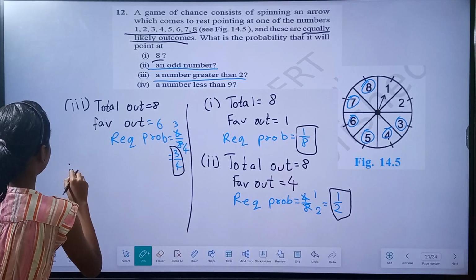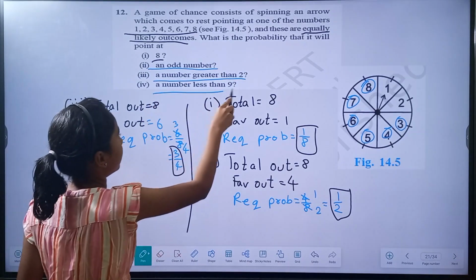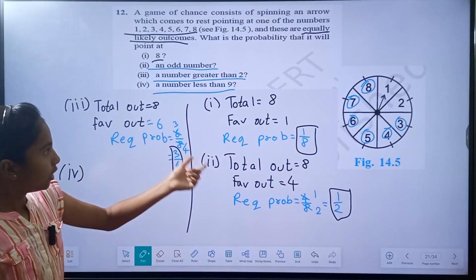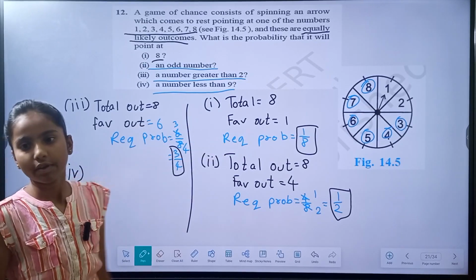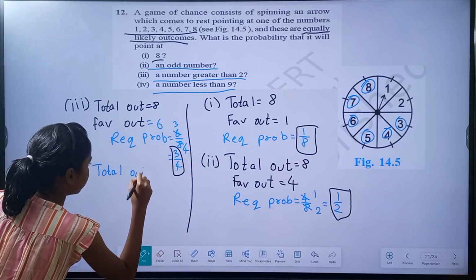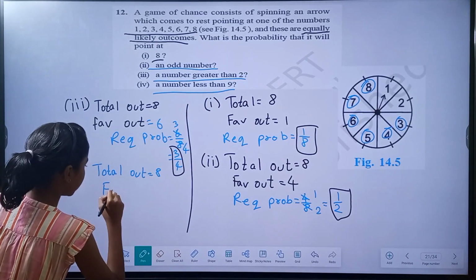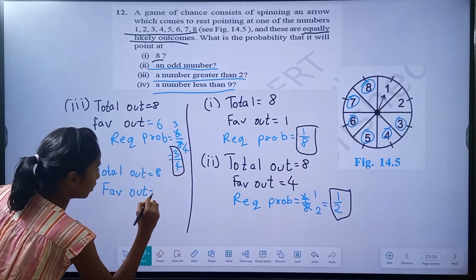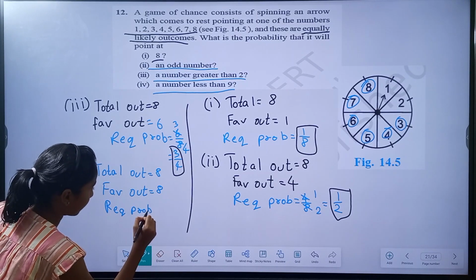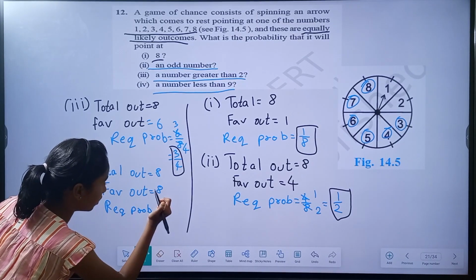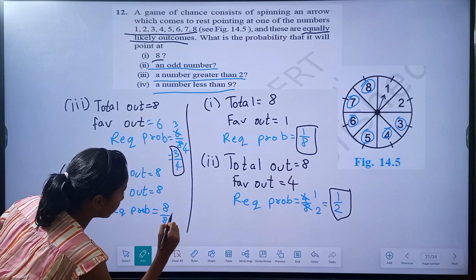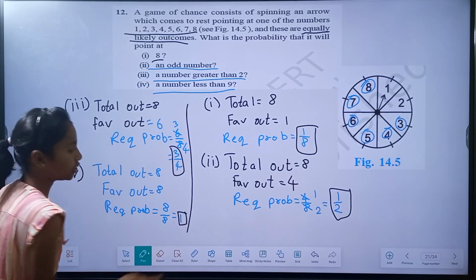Now, the fourth one. A number less than 9. We have numbers from 1 to 8, which means every number is less than 9. So it is a sure event. Total outcomes equal 8. Favorable outcomes are also equal to 8. So the required probability is 8/8, which is equal to 1. It means it is a sure event.